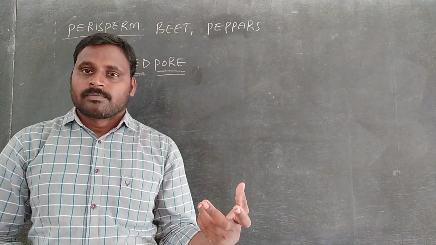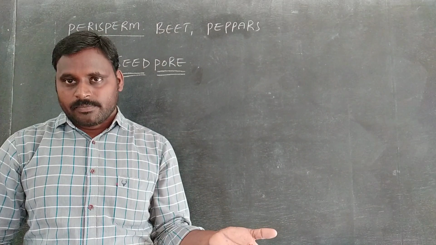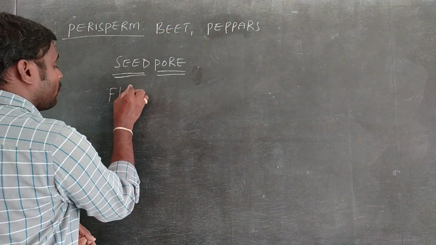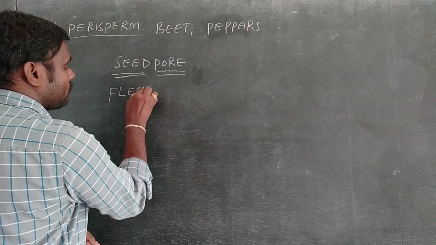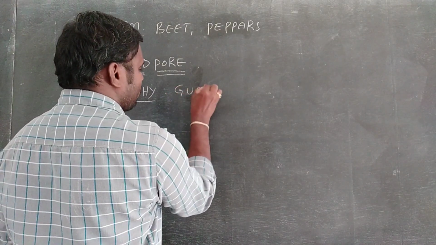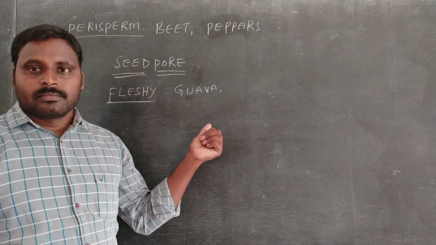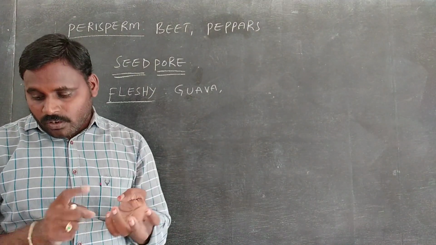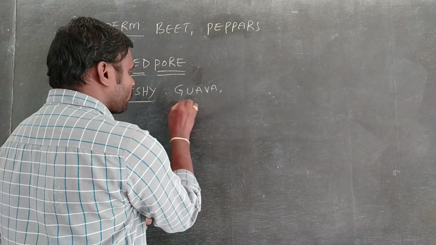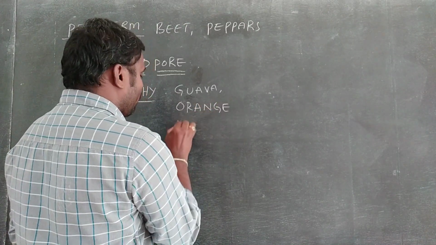If the nature of the fruit wall or pericarp is fleshy, those are called fleshy fruits. Can you give an example for fleshy fruits? Guava. Not only guava, but also orange and mango. These are all examples of fleshy fruits: guava, orange, mango.